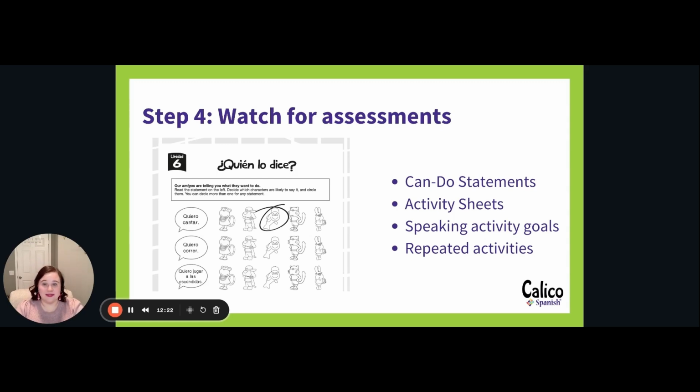So our assessments provide great opportunities for learners to show what they know, and many are also designed to provide spaced retrieval opportunities. Like I said, that is very important to see what learners have begun to acquire from previous lessons, units, and even across levels.